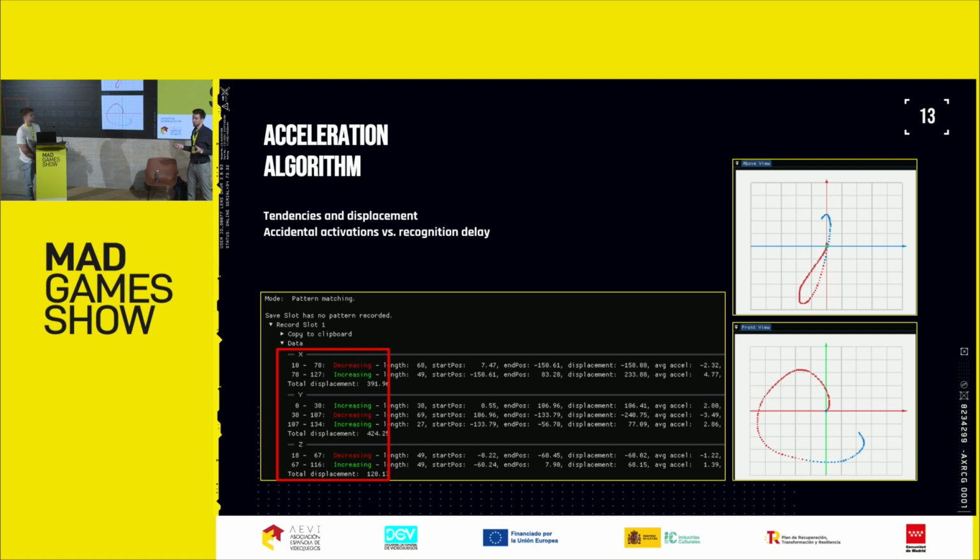Also, there is a trade-off, like with every algorithm. You can increase the samples that you gather for your structures, which gives a confidence level for your algorithm, but also increases the recognition delay. And how you balance this feature is the polishing phase of the algorithm.